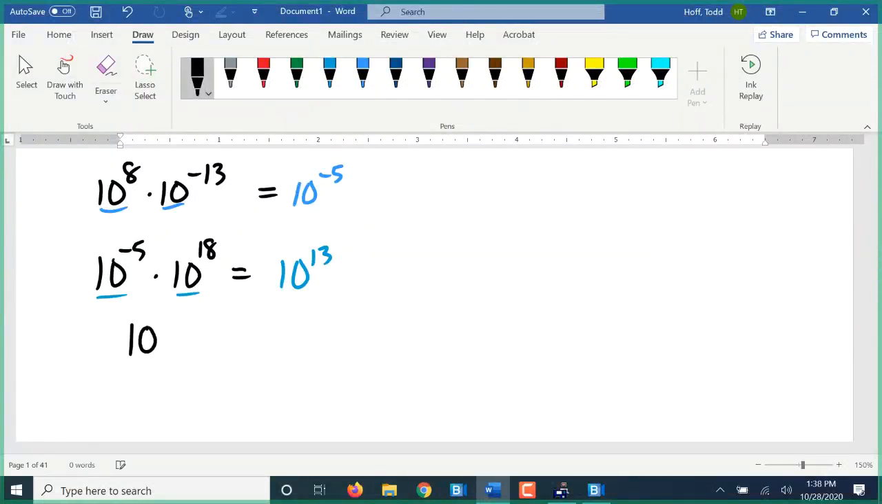Division is where it becomes a little trickier with these negative powers. If I had 10 to the 11th divided by 10 to the 6th, I am dividing exponents with the same base. So I subtract the powers. 11 minus 6 is 5.